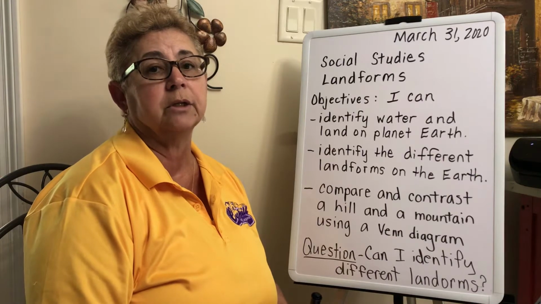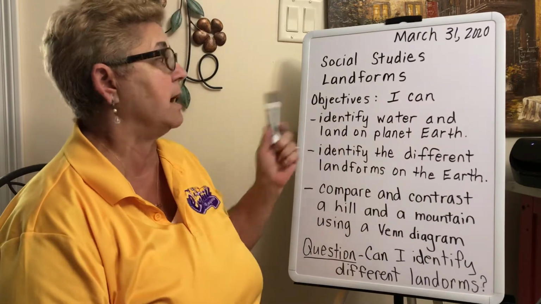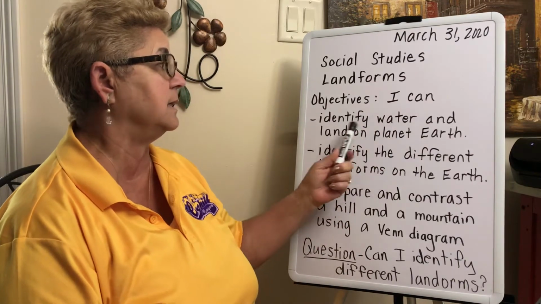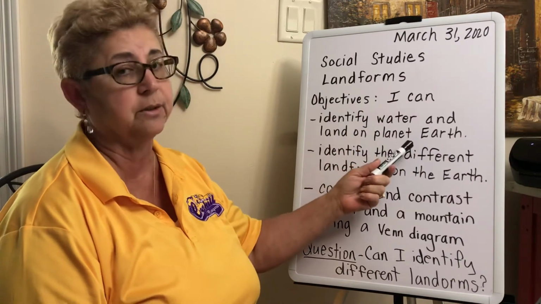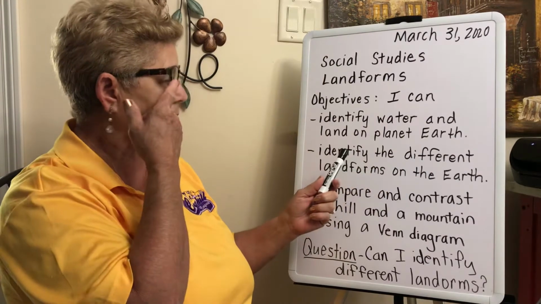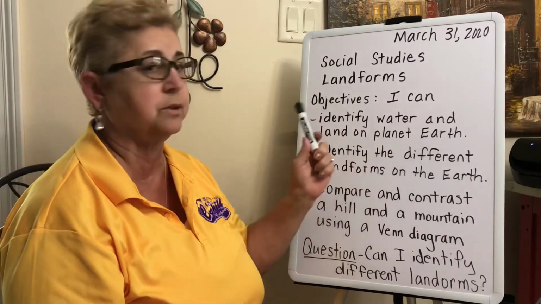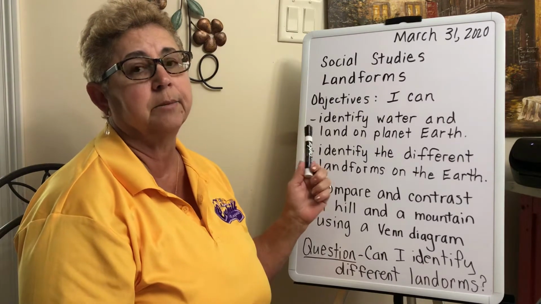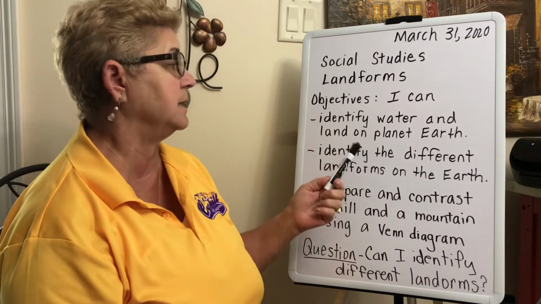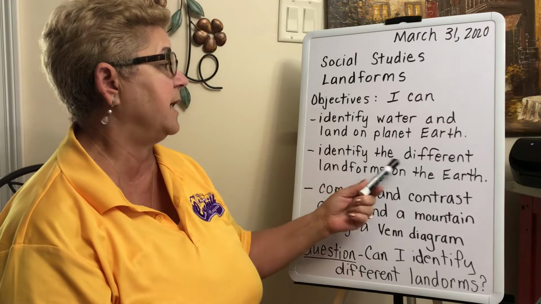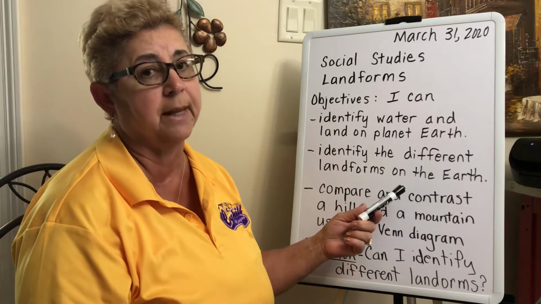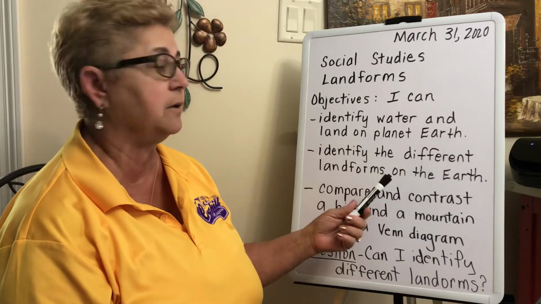First of all, we're going to look at our objective for the day. It says, I can identify water and land on planet Earth. And I think we can do that because we know the Earth has the oceans besides the continents. We can identify the different landforms on Earth. By the time we're finished, we should have a better idea of the landforms.